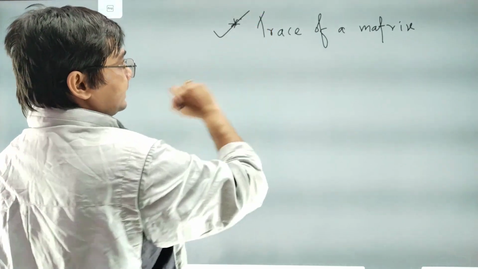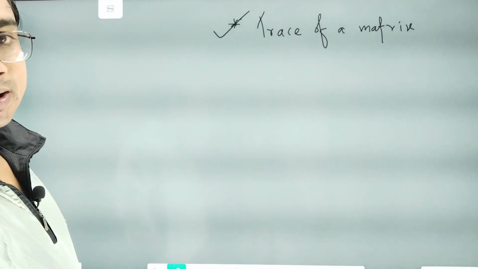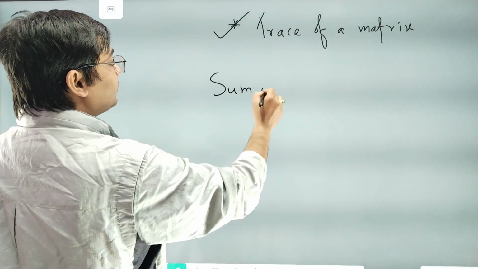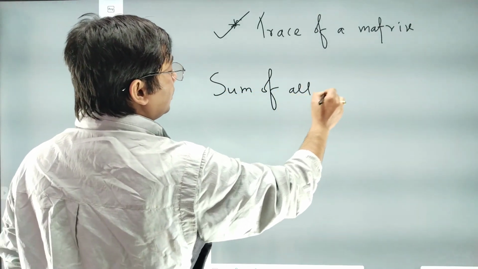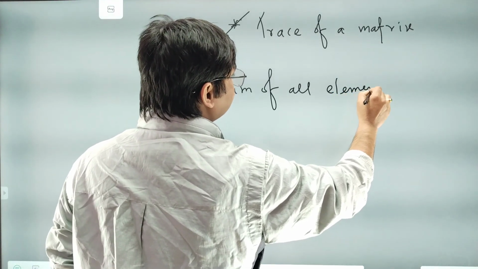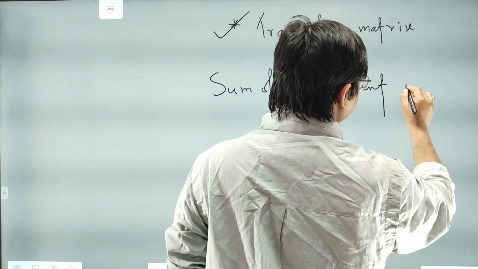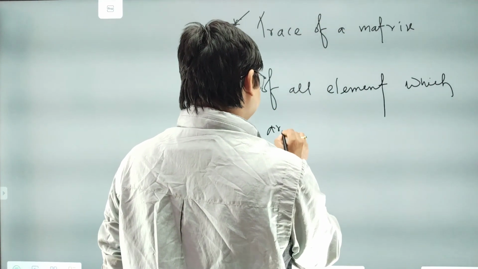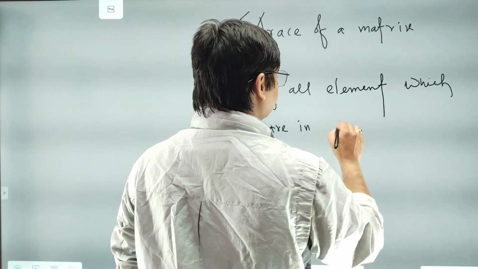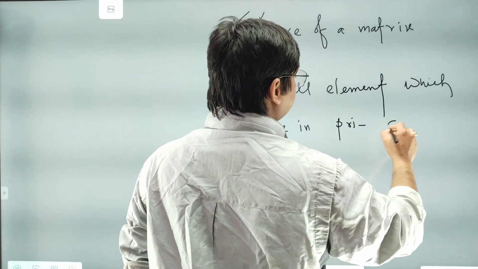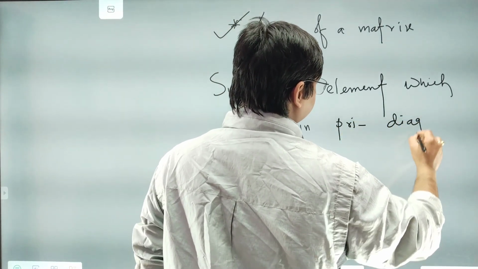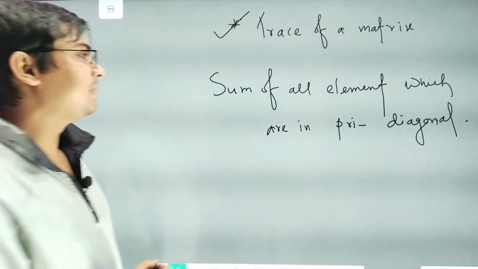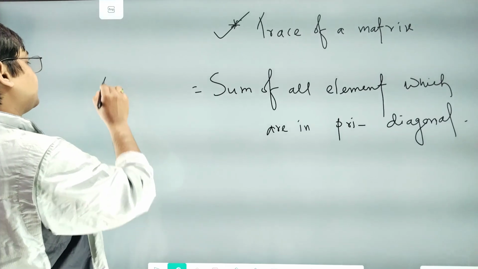Now the trace of a matrix, guys. So what is the trace of a matrix? The trace of a matrix is nothing but the sum of all the elements which are in the principal diagonal. Yes, principal diagonal. That means this is called the trace.